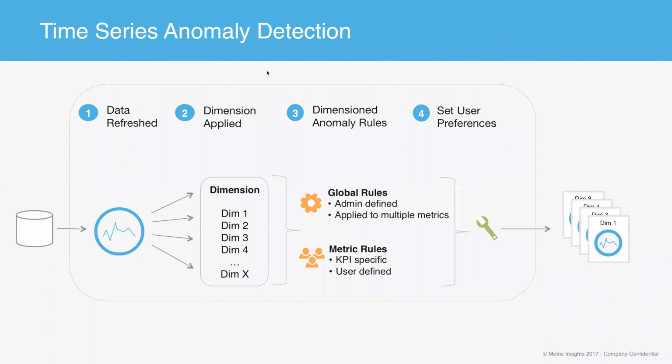You can then apply metric level rules. So those metrics that are important to your business, that you have specific criteria around that you want to set. We can then set user preferences, so who gets told about them, and then we distribute that out to users. So let's switch over to the demo and look at this sort of time series anomaly detection.